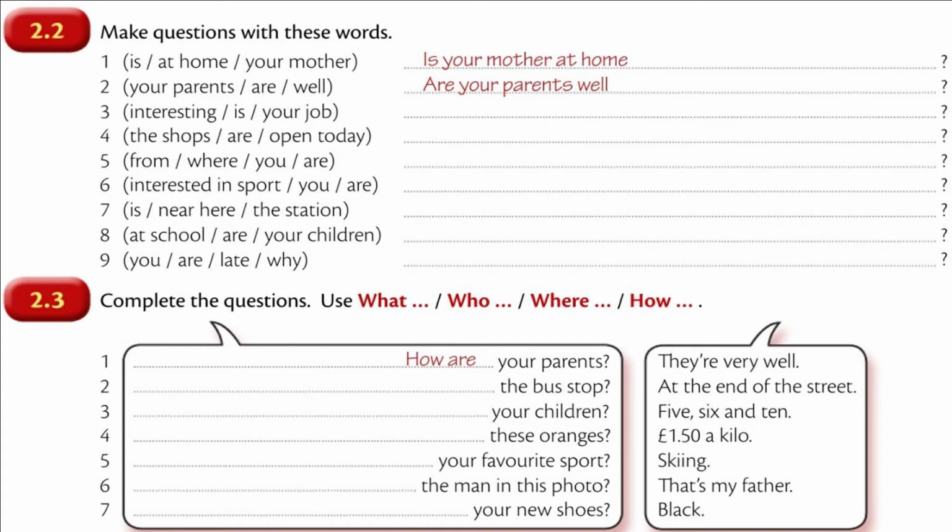Number 4. How much are these oranges? 1.5 pound, a kilo. Number 5. What is your favorite sport? Skiing. Number 6. Who is the man in this photo? That's my father. Number 7. What color are your new shoes? Black.